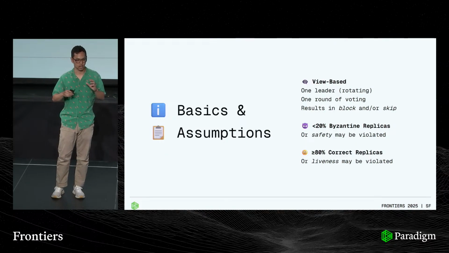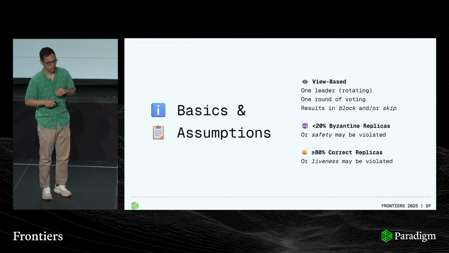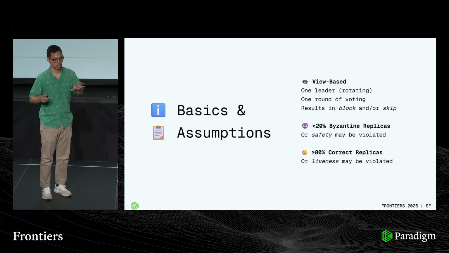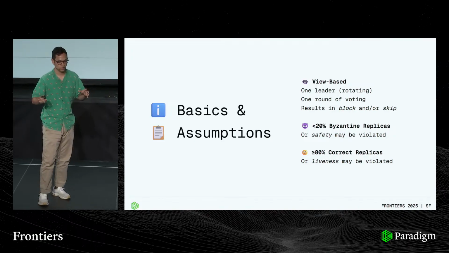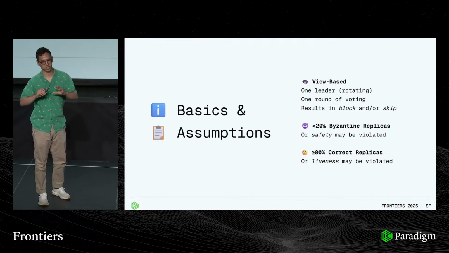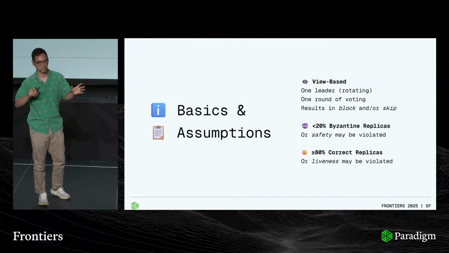OK, so getting into the algorithm itself now, just some basics is that it's view-based or round-based. There's many different terms for this. There's one leader per view and one round of voting. Each view will result in a block and or a skip, where a skip is basically no block. So it can actually result in both. We'll talk a little bit more about that later.